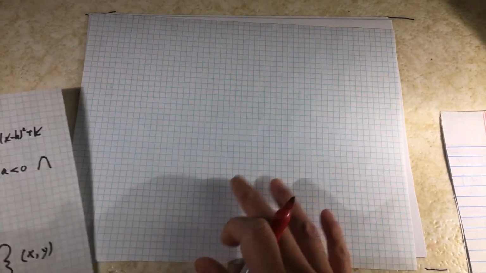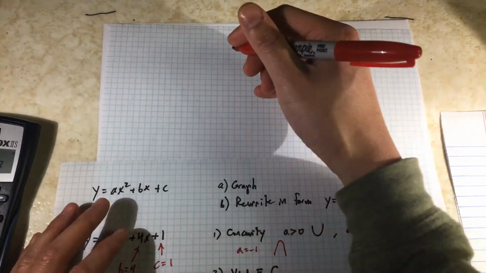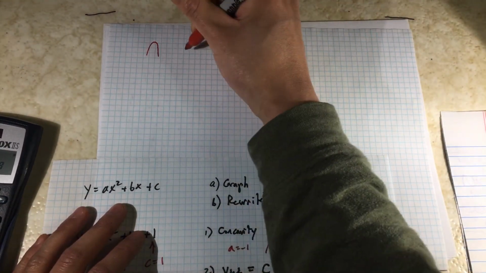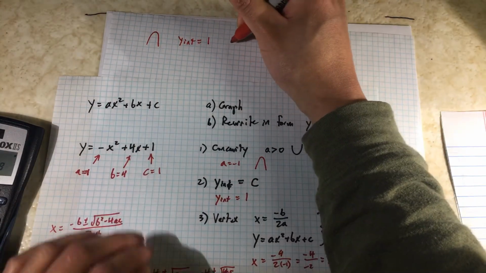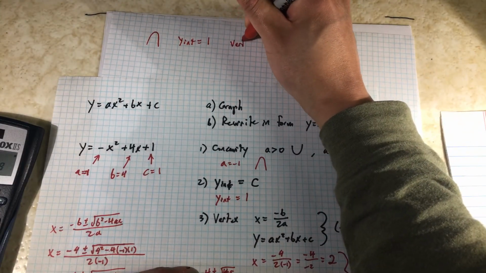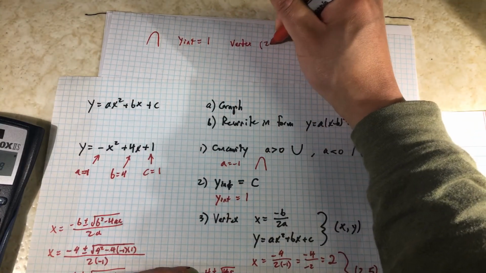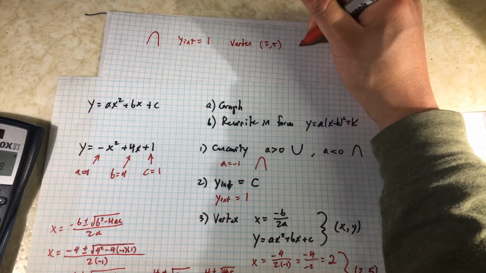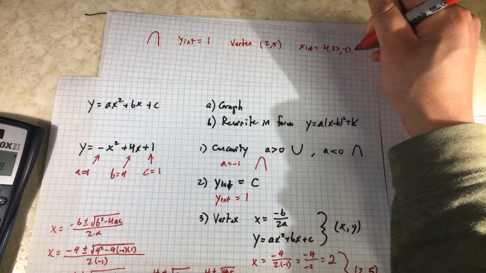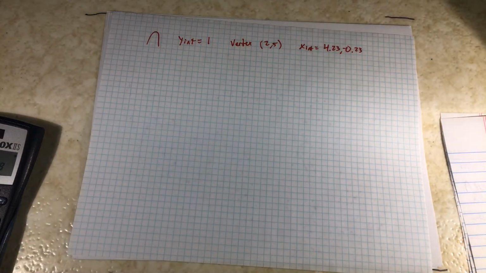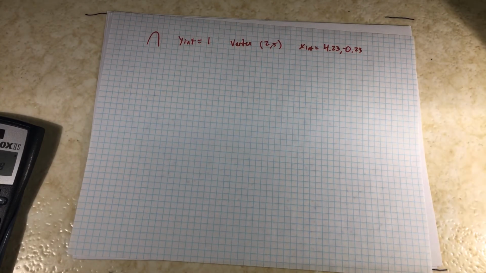So let's write all the information that we know about this. The first piece of information is that it's concave down. We know the y-intercept is equal to 1. We know that its vertex, which we've calculated, is 2, 5. And we also know its x-intercepts are equal to 4.23 and negative 0.23. With those pieces of information, that's basically all we need to actually graph this thing. So let's graph it.